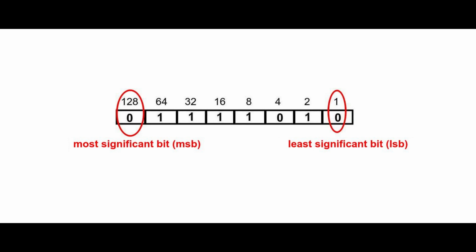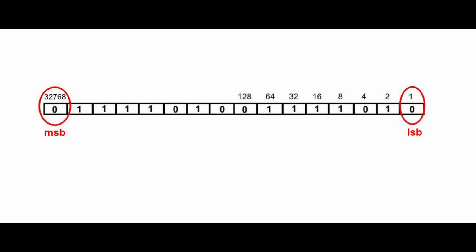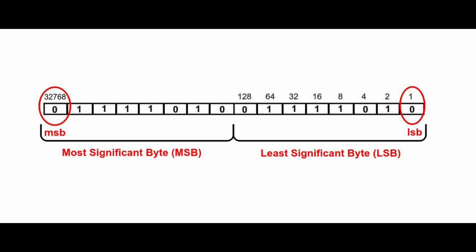If we concatenate 2 bytes end to end, our least significant bit is still 0 all the way in the end. Our most significant bit is now the furthest on the left, which is now 32,768. When we have 2 bytes together, we not only have a most significant bit and least significant bit, we also have a most significant byte and a least significant byte. And now we capitalized MSB and LSB. The MSB is also known as the high byte, and the LSB is also known as the low byte.